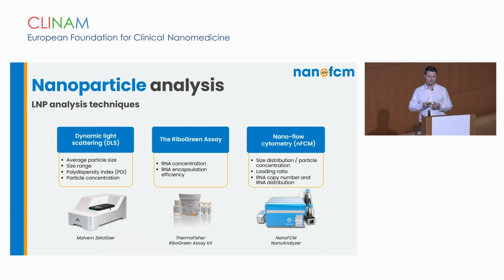So rather than a bulk analysis you're going to get from the DLS and the ribogreen, we can see every individual particle and determine information about that. So with that in mind, we can then start to calculate things like our loading ratio, as well as actual RNA copy number per particle, and looking at that distribution.